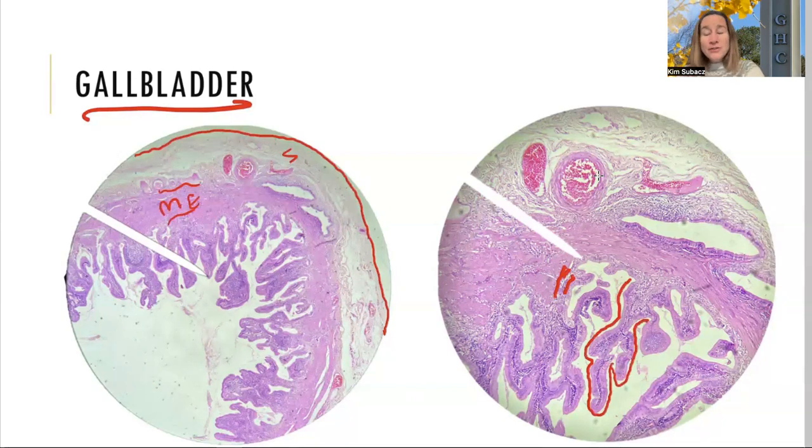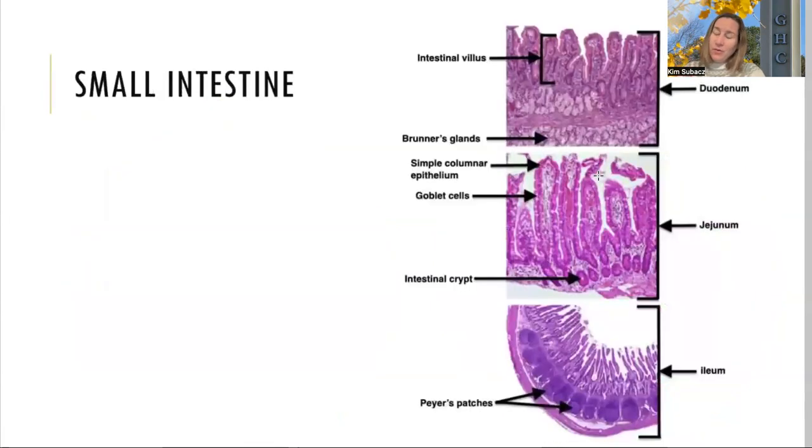And the gallbladder also has wrinkles. The wrinkles in the gallbladder are also called rugae. Rugae. Wrinkles in the stomach, rugae. Wrinkles in the gallbladder, rugae. Next up, though, are the small intestines. And with the small intestines, those wrinkles have a different name. So those wrinkles are called plicae circularis. That's the name of their wrinkles.